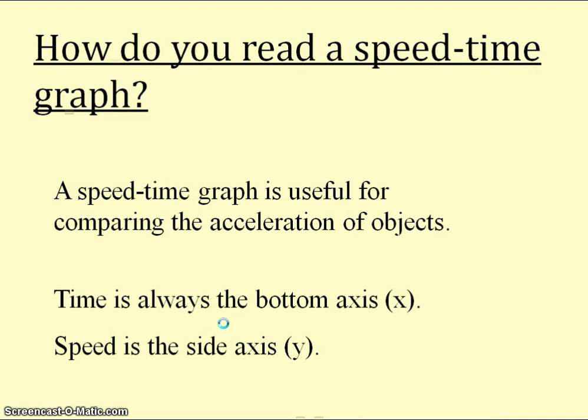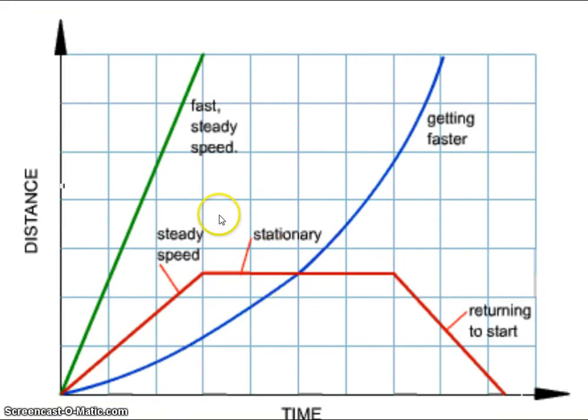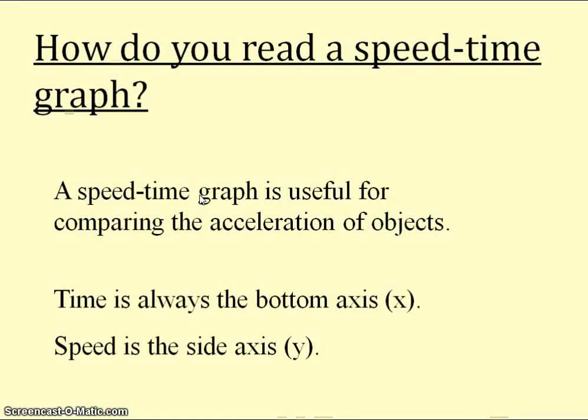How do you read a speed time graph? A speed time graph is useful for comparing the acceleration of different objects. Whereas the last graph compared speed, here we're going to compare acceleration. So we're going to plot time again on the bottom, or x-axis, and speed is going to be on the side.